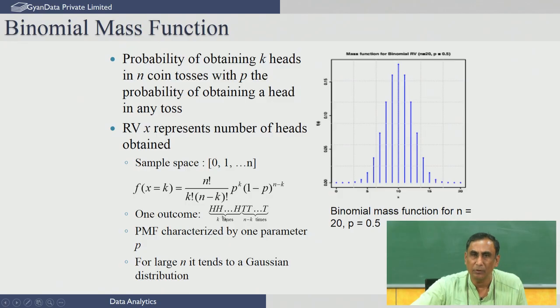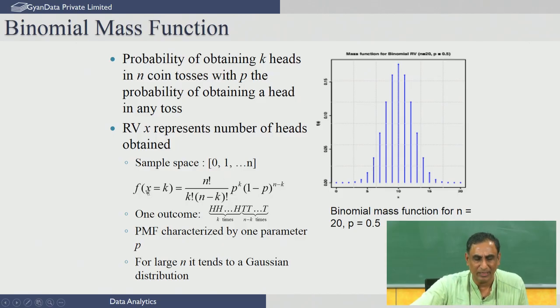However, this is only one such outcome of obtaining k heads. You can rearrange these heads, and it is equivalent to picking k heads out of n tosses. The number of ways in which you can pick k heads out of n tosses is given by this combination, n factorial divided by k factorial into (n minus k) factorial. So, the probability finally of receiving k heads in n tosses, with the random variable x taking the value k, is given by the expression on the right hand side here.